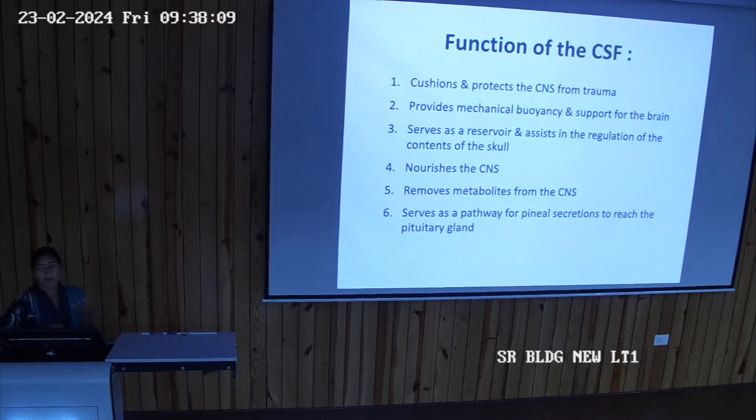Buoyancy क्यों चाहिए थी brain parenchyma को? So as to protect the structures as well as bear the weight, because buoyancy makes things lighter. It is acting as a reservoir and assists in the regulation of the content of the skull.